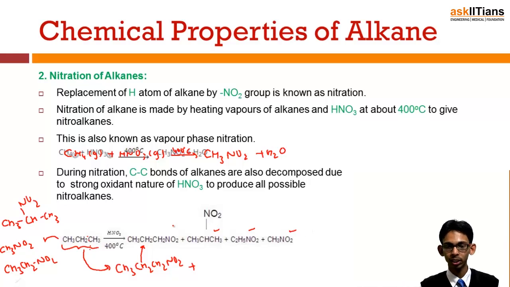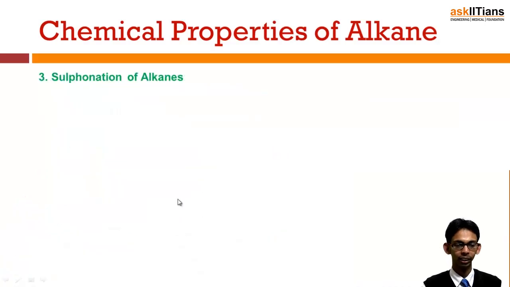So NO2 groups come at all the possible positions and simultaneously all the possible products are formed. NO2 may come at this position, it may come at this position, the product may be formed by breaking of this bond, or it may also be formed by breaking of this bond. So all the possible products are formed because NO2 is a very strong oxidizing reagent.